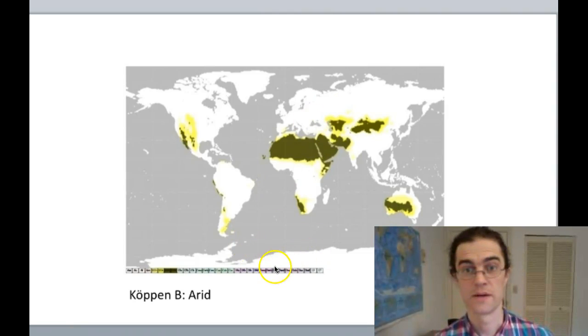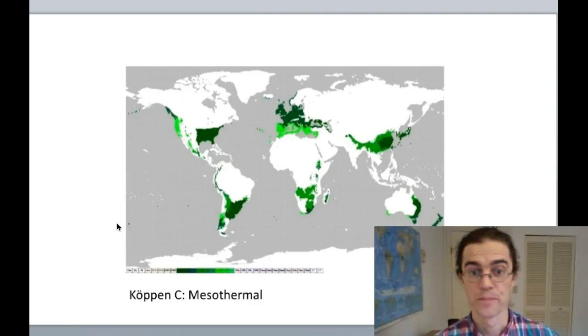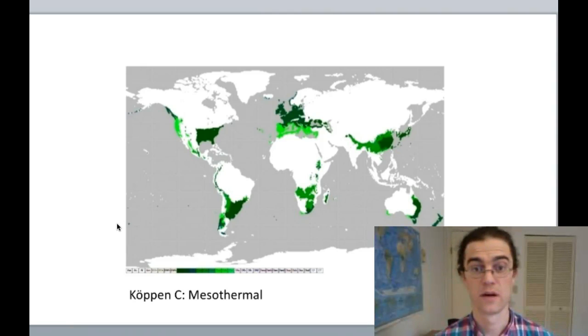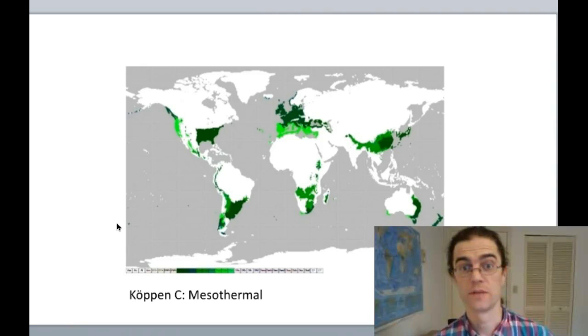Interesting that the Antarctica and Arctic aren't on there. There's a separate classification for them, but they are actually very arid. The world's two largest deserts, Antarctica and the Arctic. So here's mesothermal.